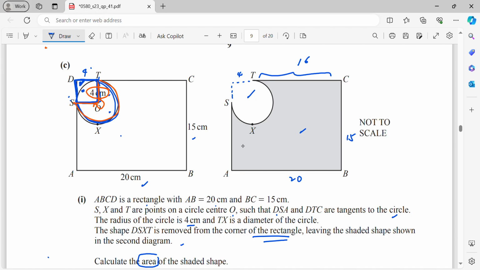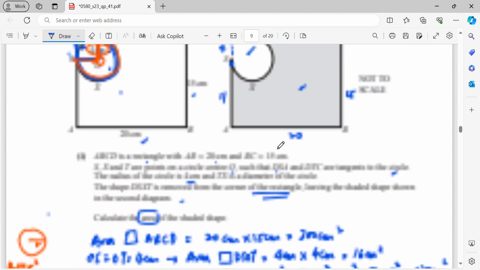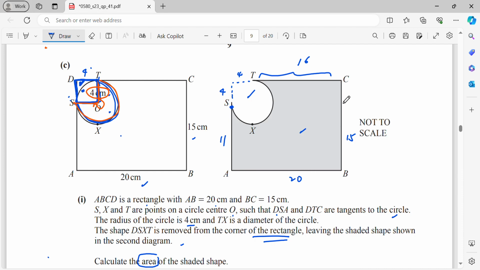So I need to find out what is my TXS, right? So then from here, I know that my SA, because here is 4, that means SA is 11. So let me write down first. SA is 15 minus 4 centimeter, it will be 11. Okay, SA done. AB is 20, BC is 15.